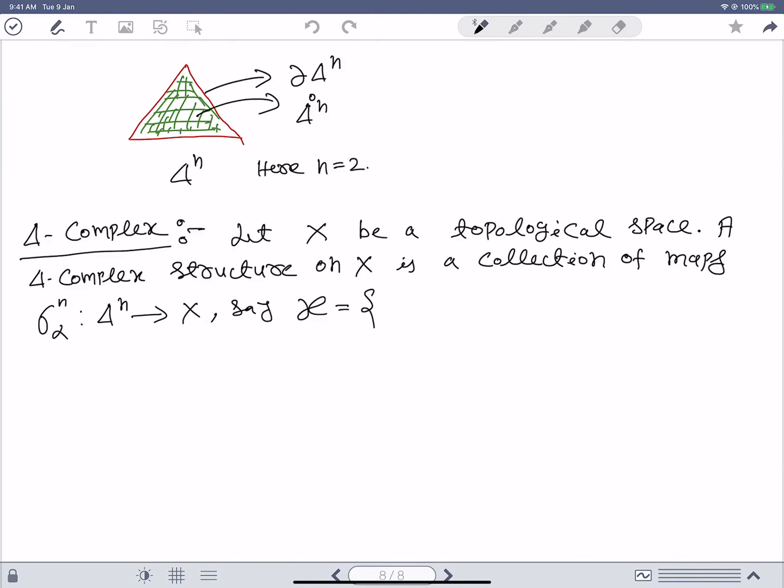That means this is a collection of all the sigma n alpha, which is a map from some delta n, that is, from some n-simplex, to X, where alpha is some index set. We don't know what it is, obviously it is a finite index set, and n equals 0, 1, up to, it may be up to infinite. Okay, and this collection should satisfy some properties. So this is the first condition the collection should satisfy.